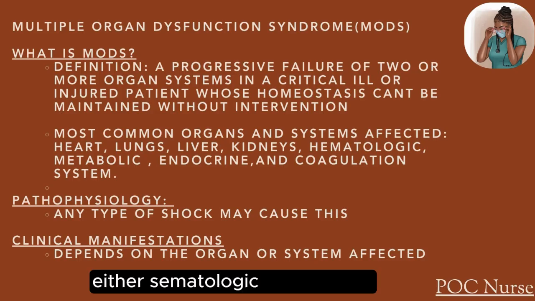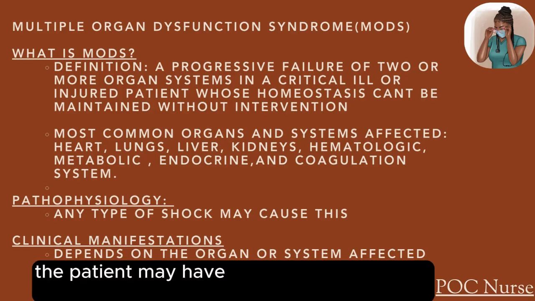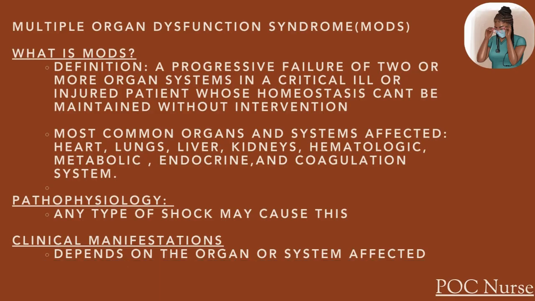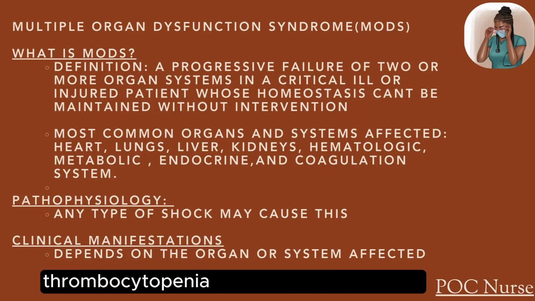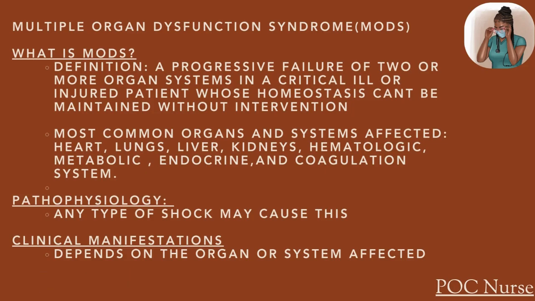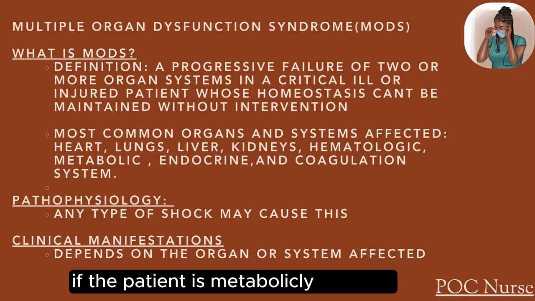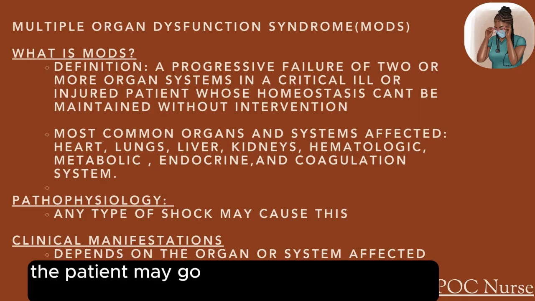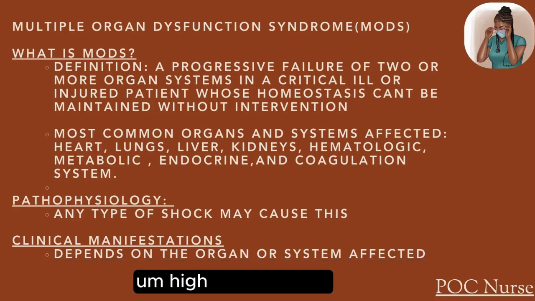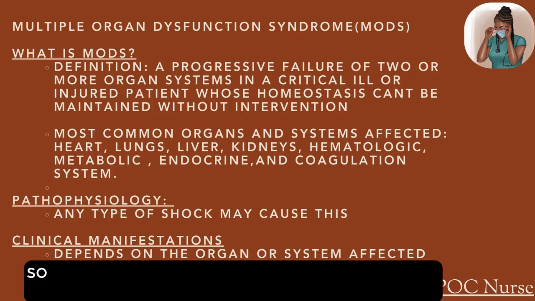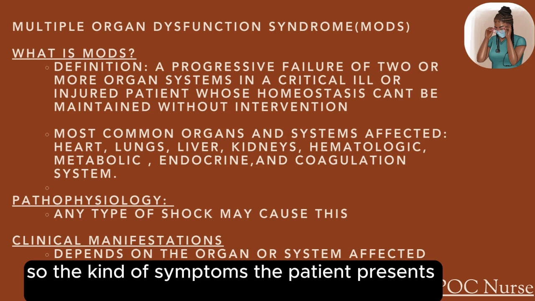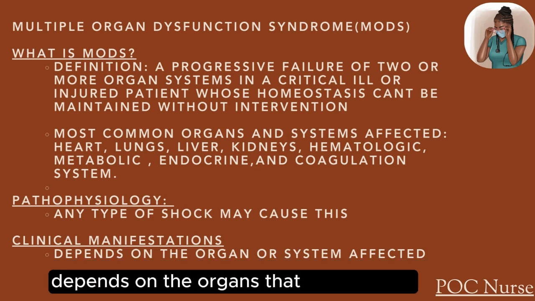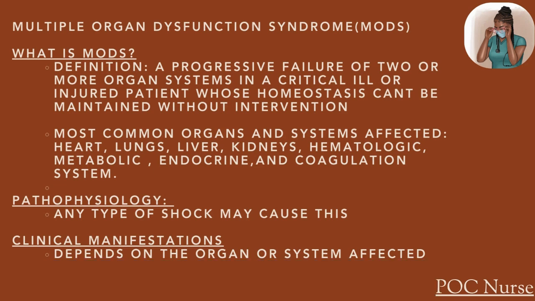If there's hematologic involvement, the patient may have decreased protein C levels, increased D-dimer levels, thrombocytopenia, or some coagulopathy. If the patient is metabolically affected, the patient may go into metabolic acidosis or may have high lactate levels. So the kind of symptoms the patient presents with depends on the organs that are affected.